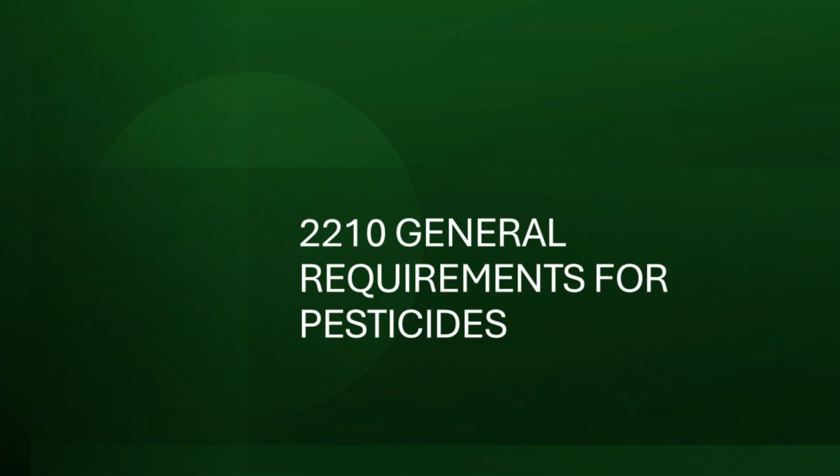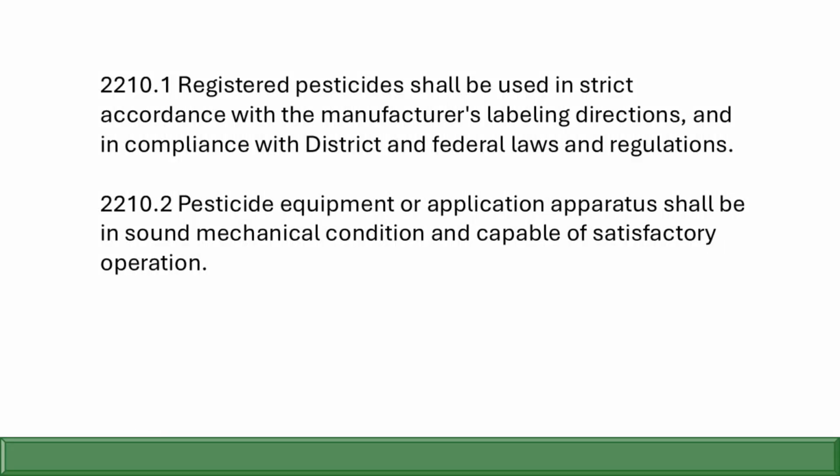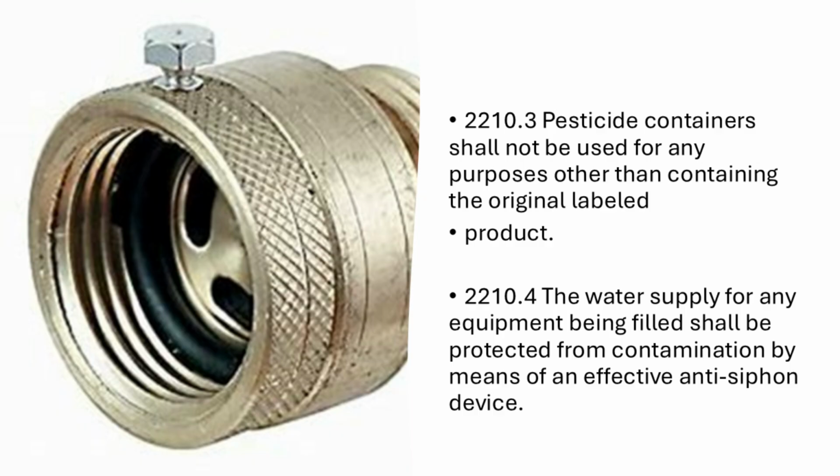2210. General requirements for pesticides. 2210.1. Registered pesticides shall be used in strict accordance with the manufacturer's labeling directions and in compliance with district and federal laws and regulations. 2210.2. Pesticide equipment or application apparatus shall be in sound mechanical condition and capable of satisfactory operation. 2210.3. Pesticide containers shall not be used for any purposes other than containing the original labeled product.